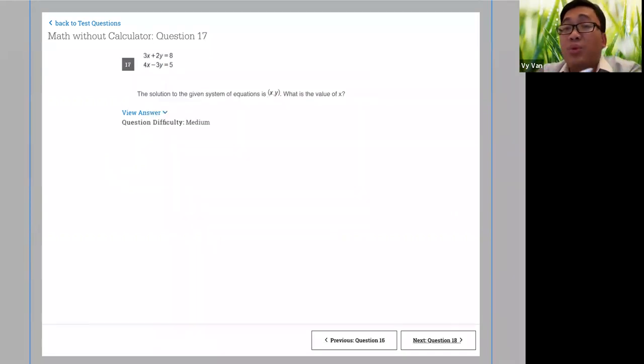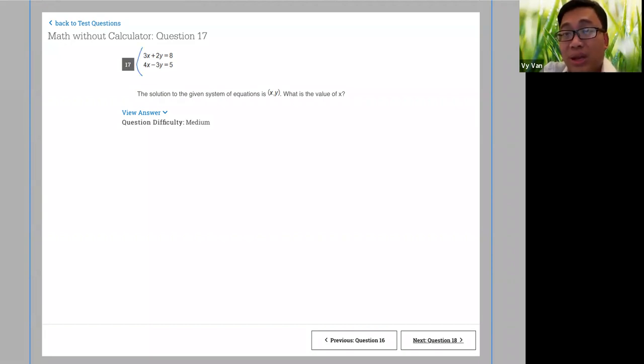Okay, next question. They're asking for the value of x. So this is a system of equations, and straight up they just want you to solve for x. So we're going to use elimination. How do we do elimination? To do elimination, here they want to solve for x, so you just eliminate y.